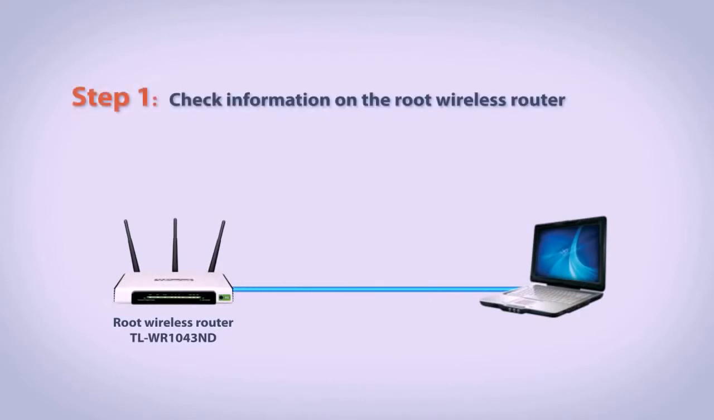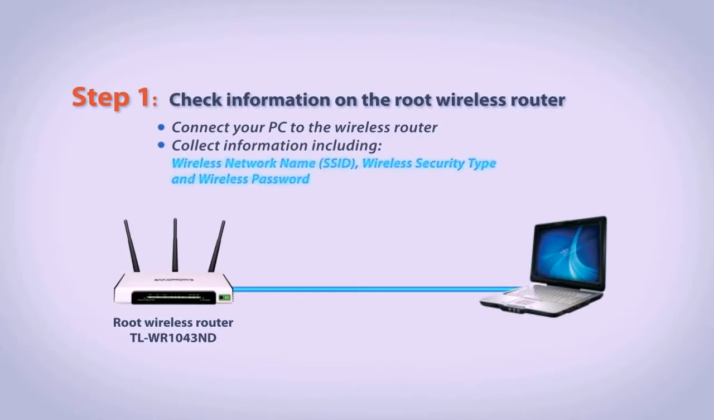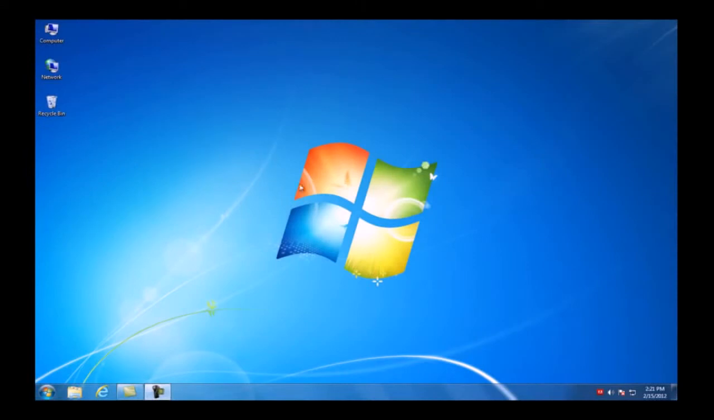We begin with Step 1. Connect your PC to the wireless router. Then find the wireless name, wireless security type, and wireless password. As an example, we will use a WA1043 as the wireless router.